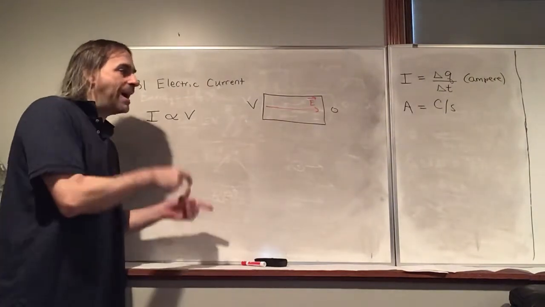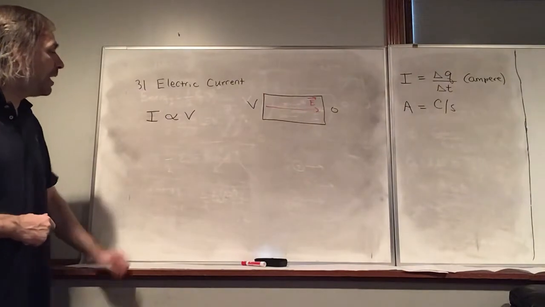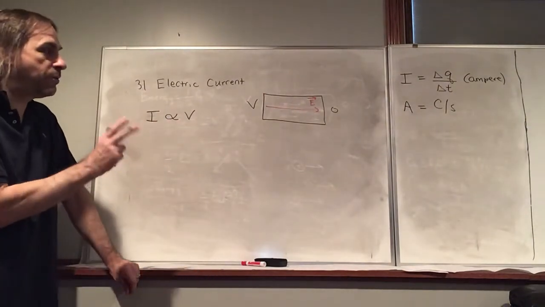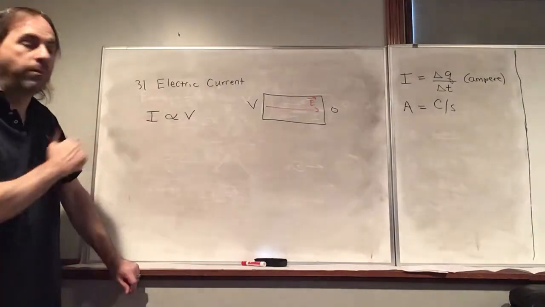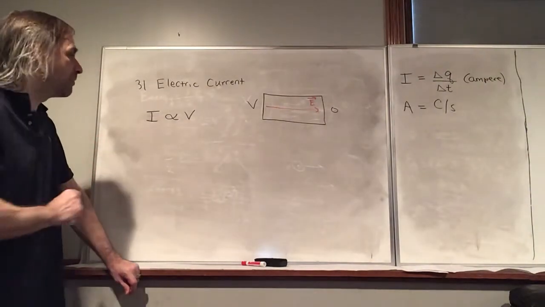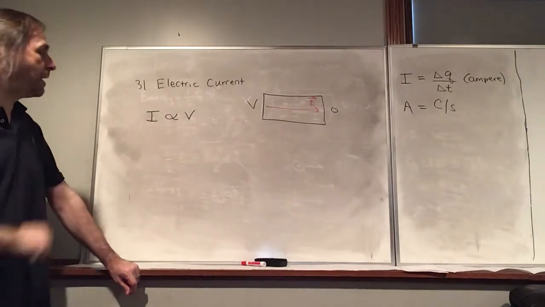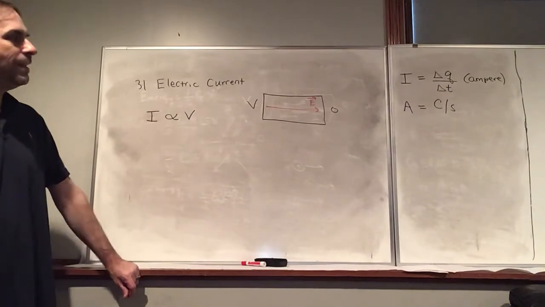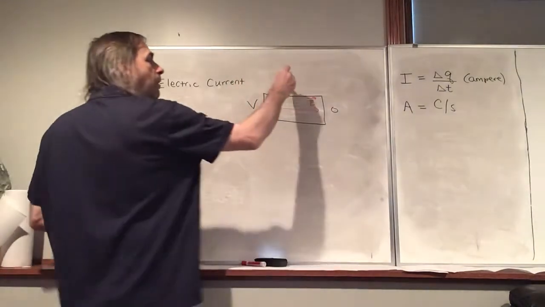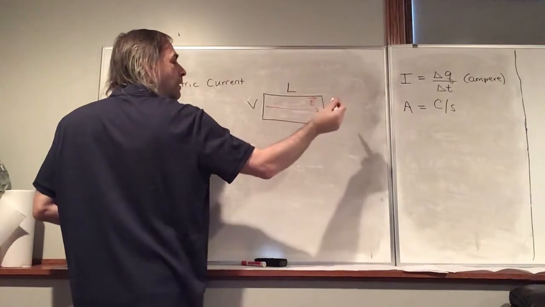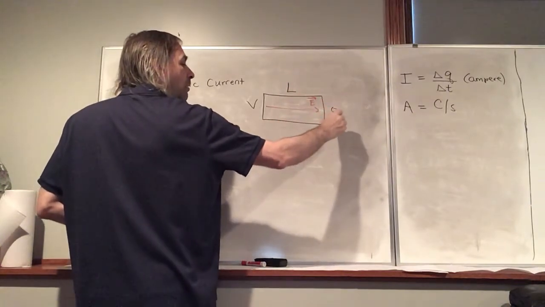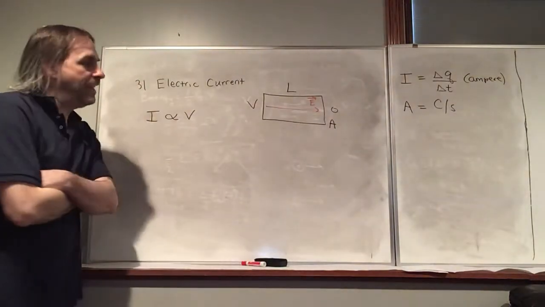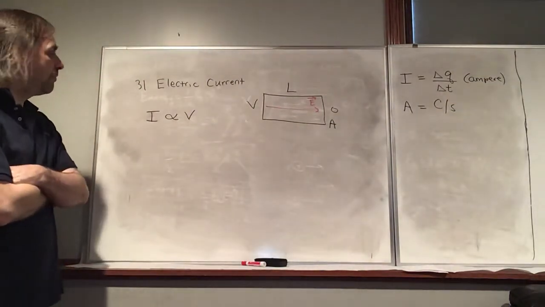So I'm going to revise that statement later. But this is basically a statement of Ohm's law, that if you double the potential difference between the two ends of a conductor, you double the current. But we're going to revise that later. Okay, so that's one assumption. We also have to look at the details of the conductor as well. Say the conductor has a length L and a cross-section area A.